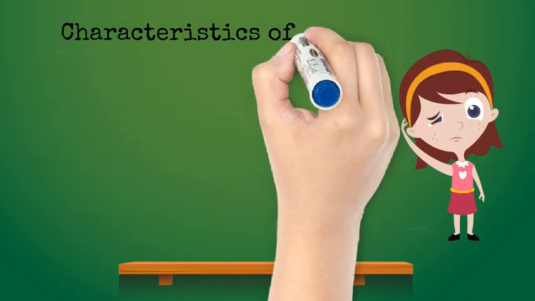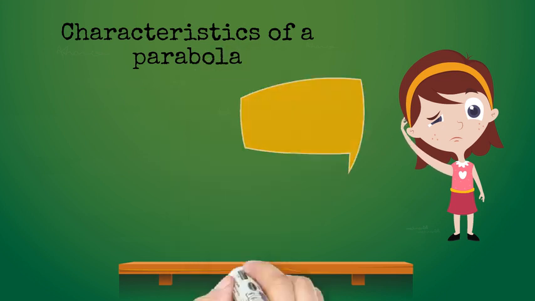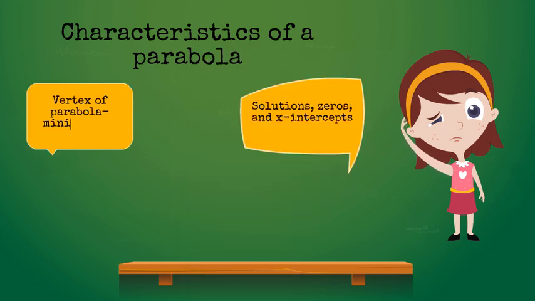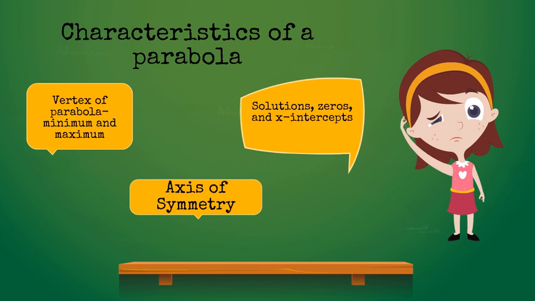There are three types of characteristics of parabolas we are going to talk about today. One is the vertex of parabolas, which is like the minimum and maximum. Two are solutions, zeros, and x-intercepts. And three, we're going to discuss the axis of symmetry.